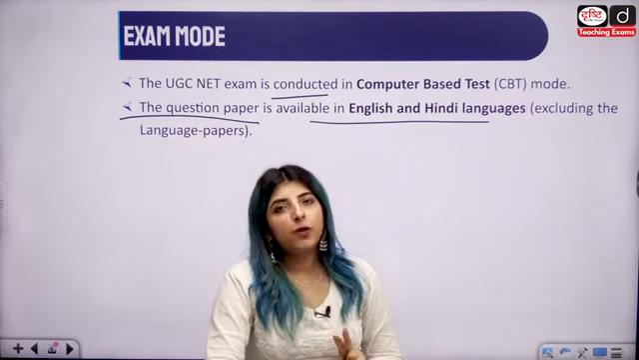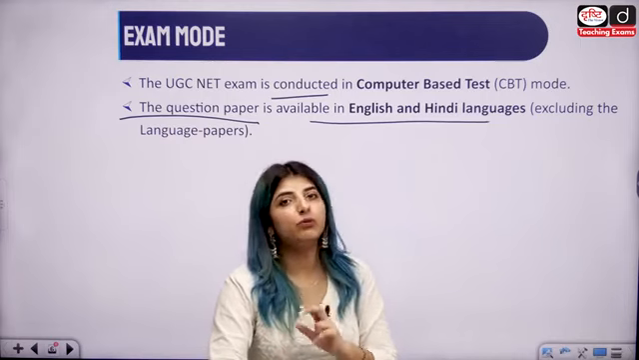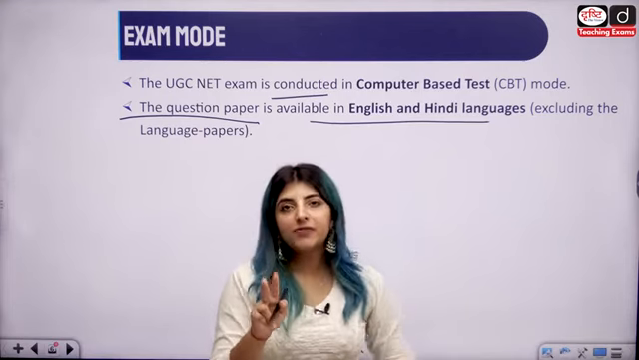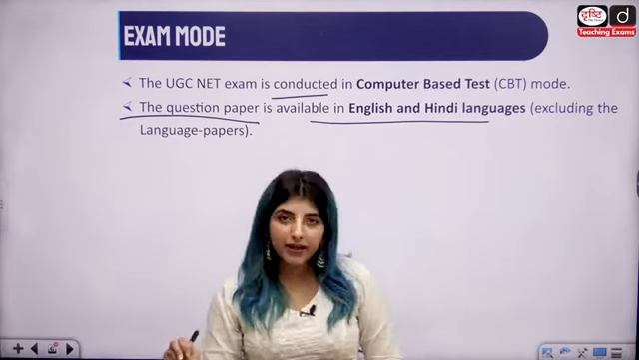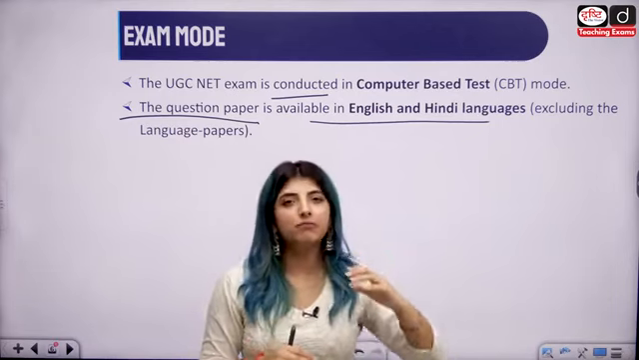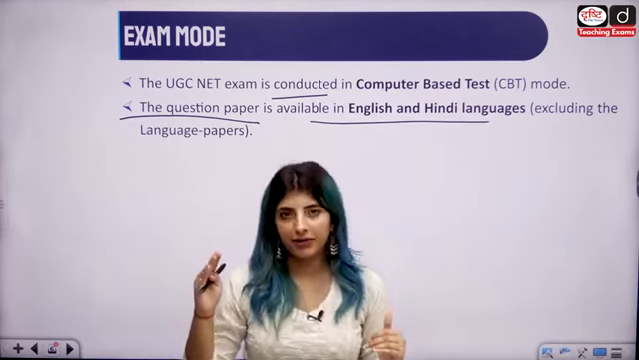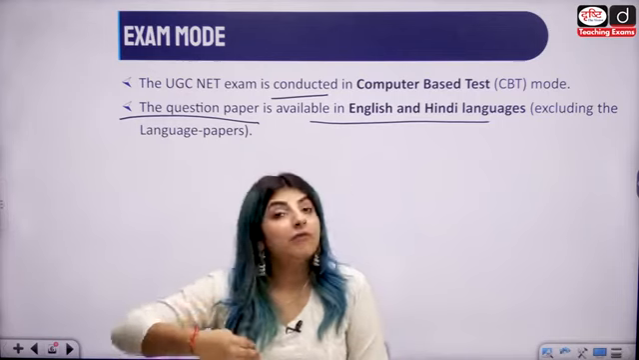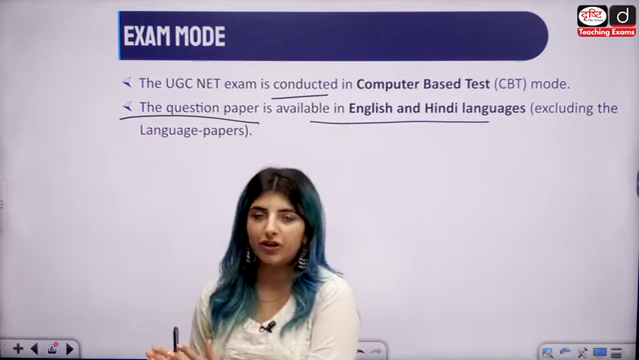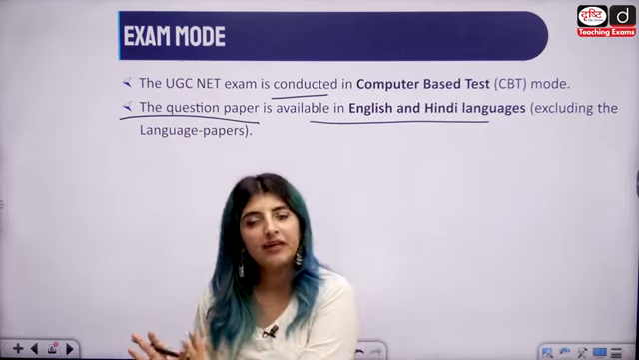For that, if the paper is in Hindi, the questions will be posed in Hindi only for paper 2. Paper 2 is your subject specific area, where the person who has done his or her masters in a particular subject is going to appear for the same examination. So if I have done my masters in commerce, I will be appearing for the commerce UGC NET examination. If I have done my masters in English literature, I will be appearing for that examination.